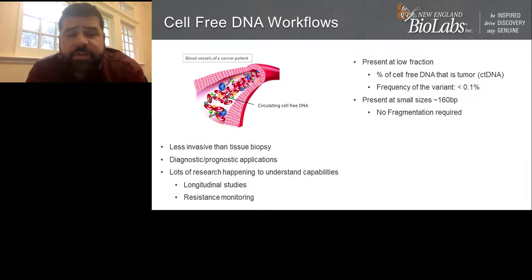The DNA itself is very fragmented, tends to come at a size of about 160 base pairs, which fits very well with next generation sequencing read length, and also doesn't require any fragmentation that can also lead to some sample loss. So, I think this is a really interesting area that will continue to be explored, and the clinical application of this is only going to grow over time.